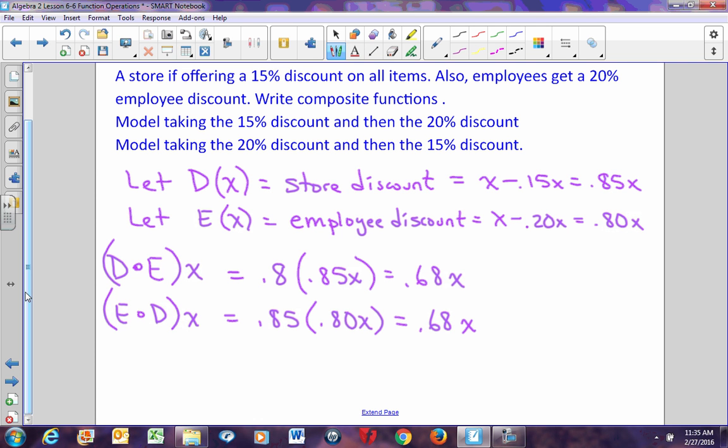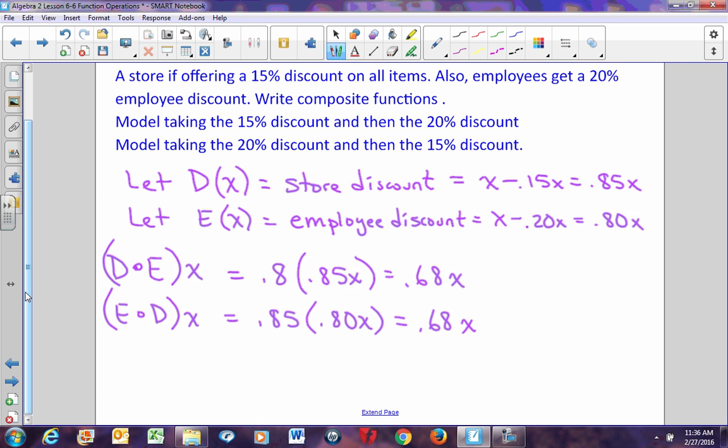Sometimes it's better to take one discount before another discount. Sometimes they don't let you compound discounts. It's really nice when they do. So obviously, in either case, you're paying 68% of the original. So if you were an employee, it doesn't matter which discount you take first. If you're just a regular person, you have to take just the store discount. But if you're an employee and you get both discounts, it doesn't matter which one you take first.